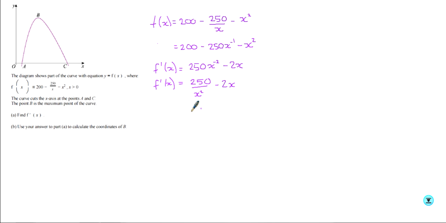So let's go on to B. It says use your answer to part A, which is done there, to calculate the value of B. So this value here of B, obviously it has an x and a y, and that's what we're going to have to find out. But we know the derivative, the gradient function, is going to be equal to 0. So let's put that equal to 0 and start to rearrange it.